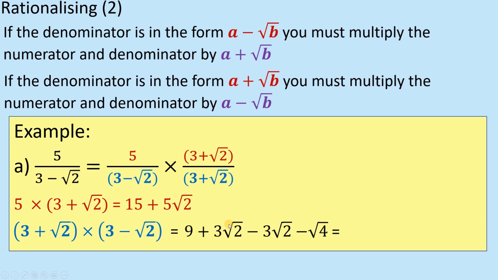Well, the plus 3 root 2 and minus 3 root 2 will cancel each other out, because it's plus that and minus that, so they disappear. The root 4 is 2, so it's going to be 9 take away 2. So all I'm left with will be 7 at the end. And I guess that's the point why we're doing it, that's what we were trying to achieve in the first place. So let's write that at the top: 15 plus 5 root 2 over 7. And then I'm looking at whether these can simplify each other out. Well, if I was going to simplify these two, they'd both have to be divided by this, and of course they don't. So I am absolutely done. There's nothing else I can do with that.